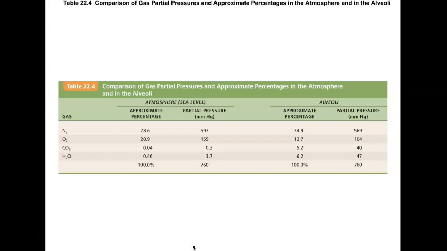Air also contains about 0.04% carbon dioxide and about 0.5% water vapor, which are well-known greenhouse gases in the atmosphere. It's important to note that at high altitudes, partial pressures decline in direct proportion to the decrease in atmospheric pressure. As an example, at 10,000 feet above sea level, where the atmospheric pressure is 523 millimeters of mercury, the partial pressure of oxygen is only 110 millimeters of mercury.